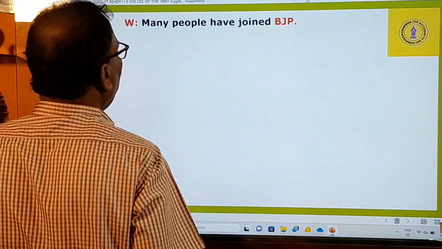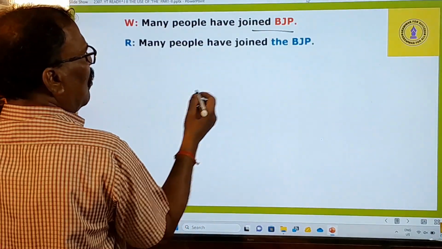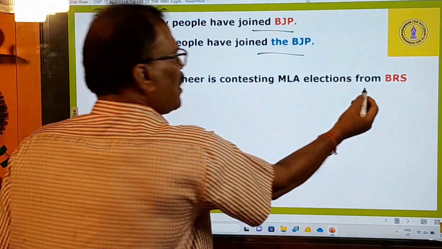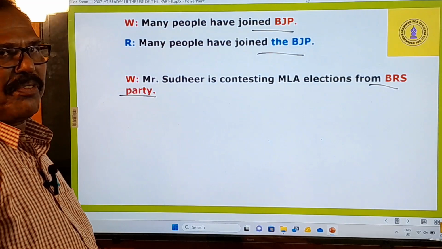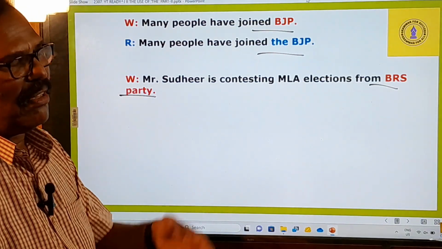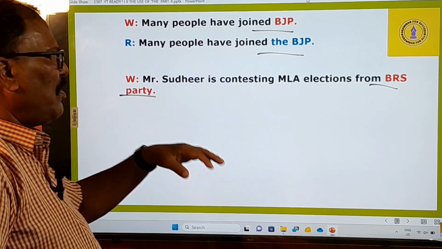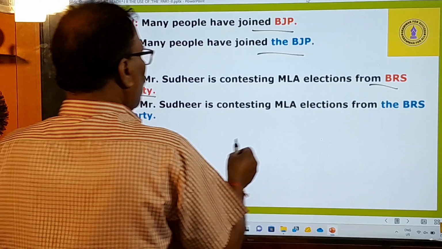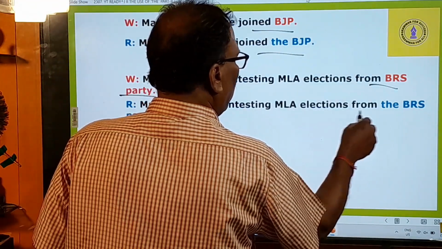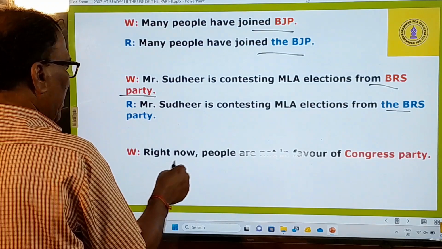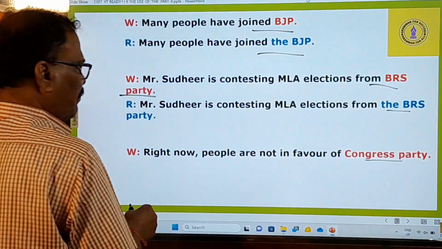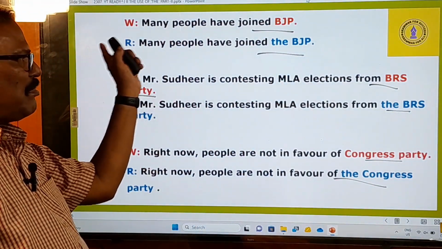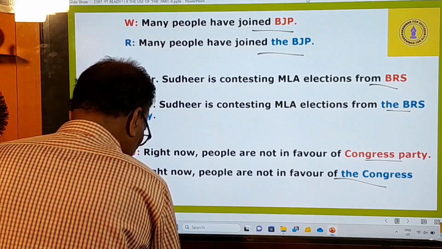Very simple. Many people have joined BJP. No, the BJP. Mr. Sudhir is contesting MLA elections from BRS party. From BRS party is wrong. Of course, from spoken English point of view, you might think it is a correct sentence, but it is not right. Mr. Sudhir is contesting MLA elections from the BRS party. Right now, people are not in favor of the Congress party. If you have understood that rule, you can easily understand these examples, right?